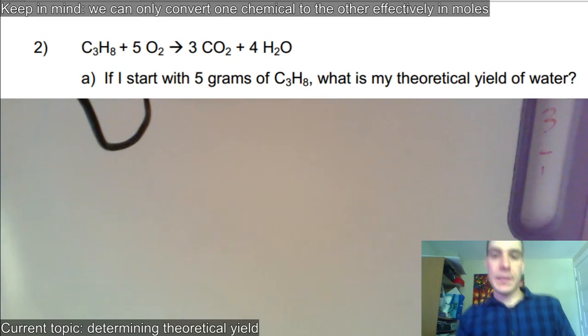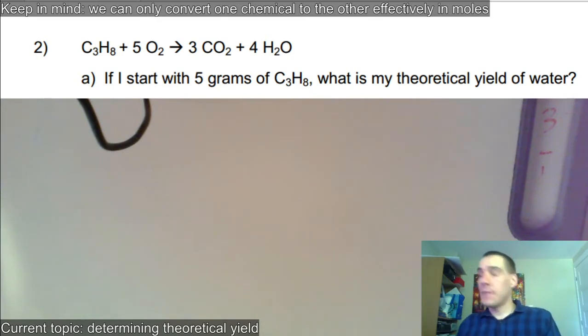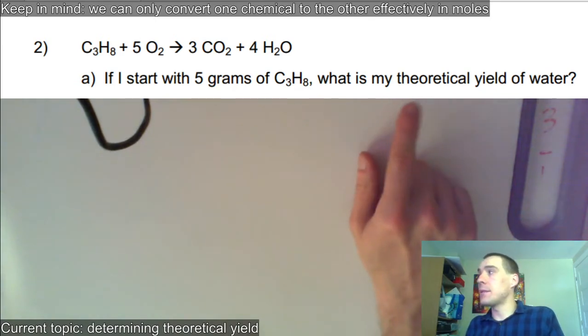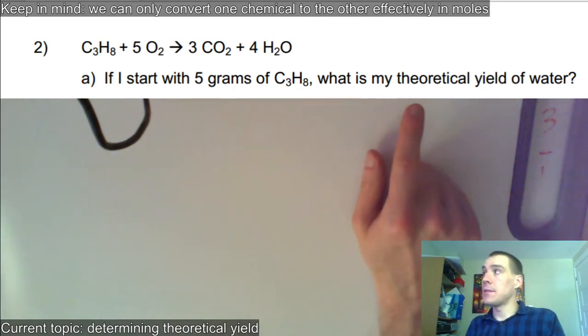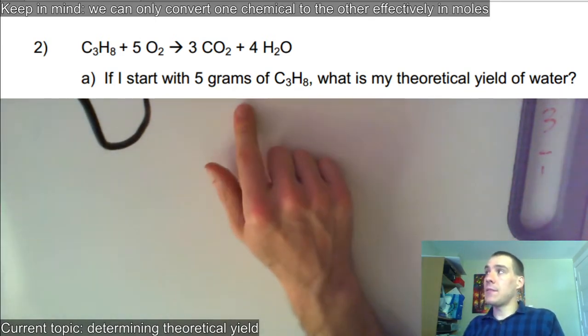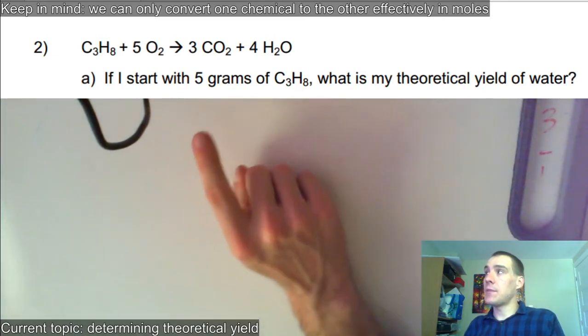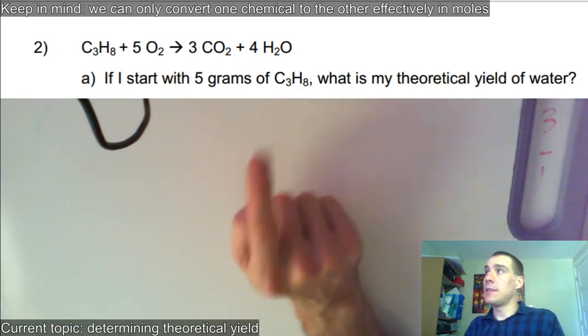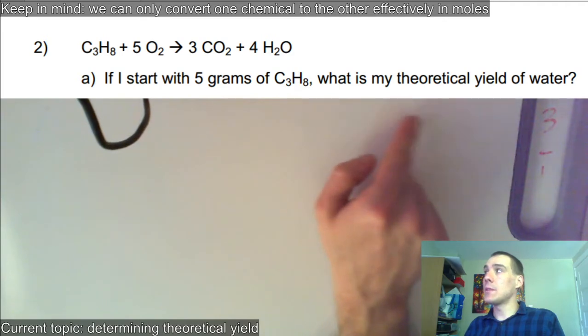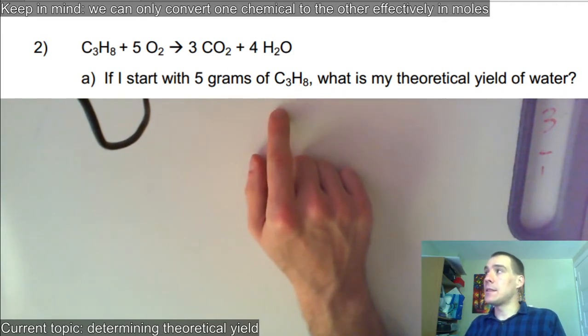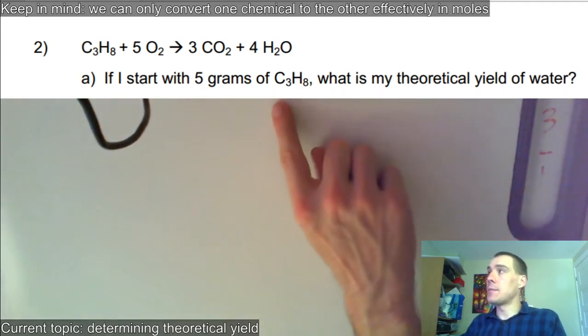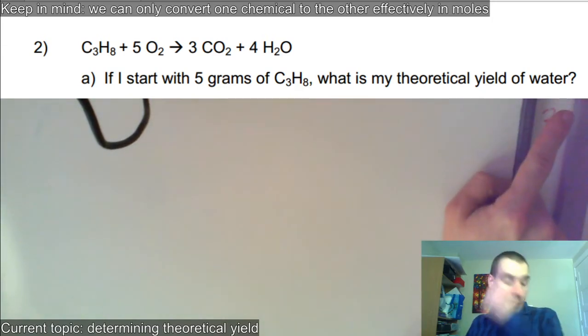So here's another practice problem. This is a theoretical yield problem. So we see here, what is my theoretical yield? Question is, I have 5 grams of C3H8 to start. My reaction is up there. Keep in mind, we can only convert using moles, and we want to go from this chemical to this chemical. We want to go from C3H8 to water.